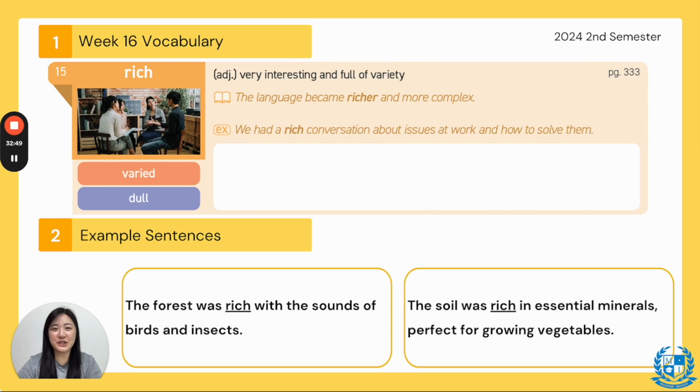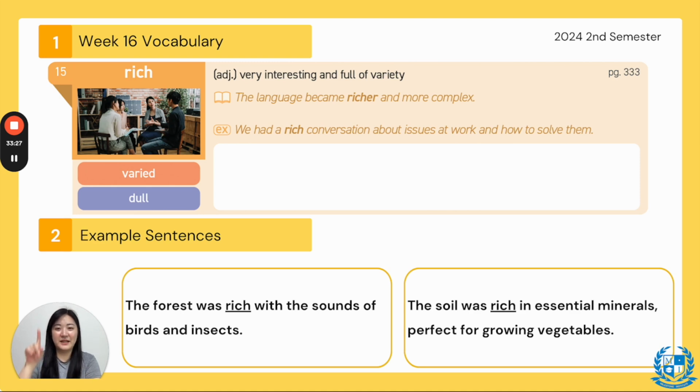It says rich. Rich. The synonym is varied and the antonym is dull. So this rich does not mean I have lots of money. It's a different definition, okay? Let's look at it. It's an adjective and it means very interesting and full of variety. So it's very rich. Not just one thing, not having a lot of money, but it's very interesting. In the book it says, the language became richer and more complex. So meaning it became more interesting.